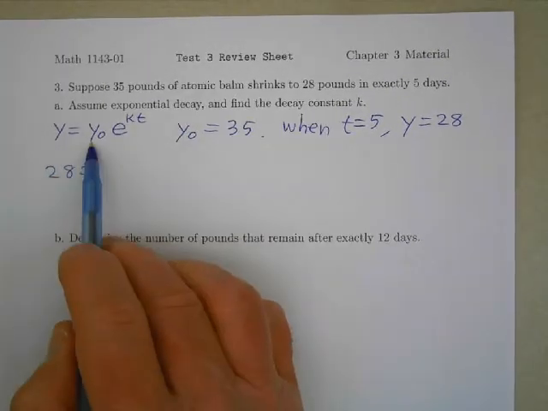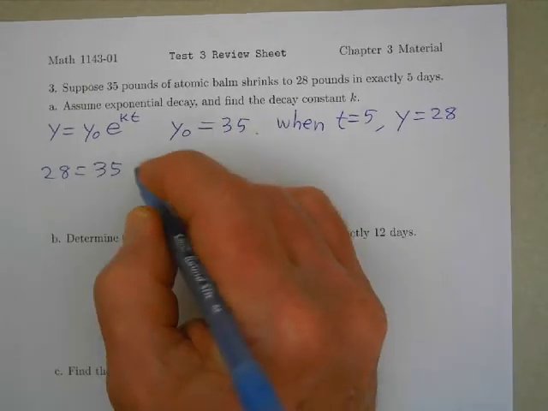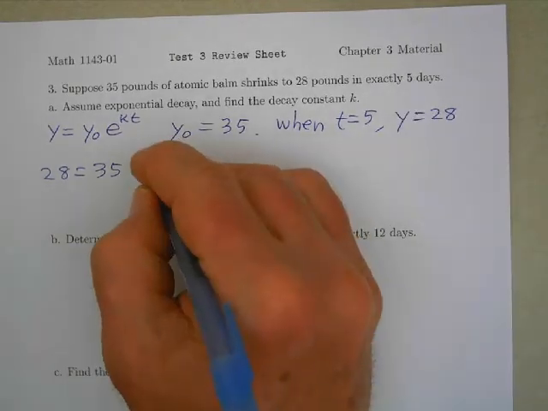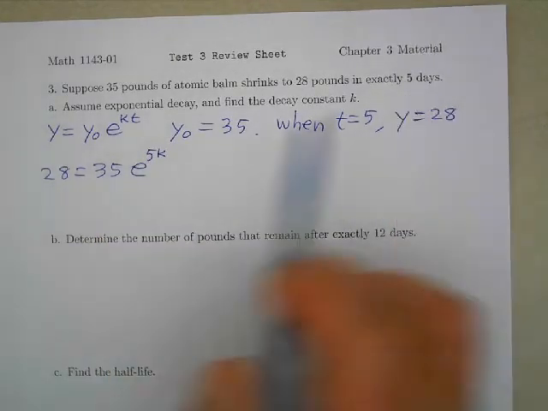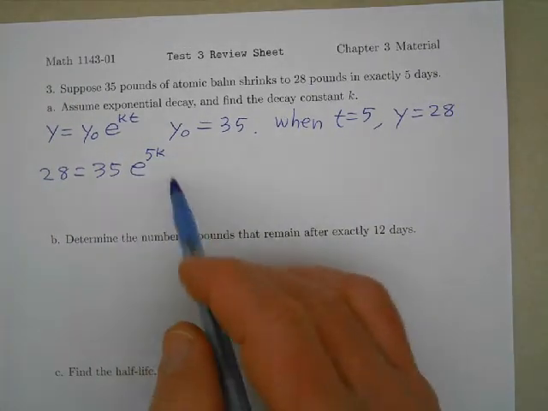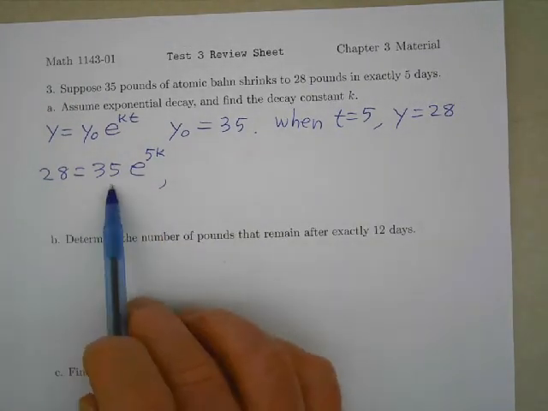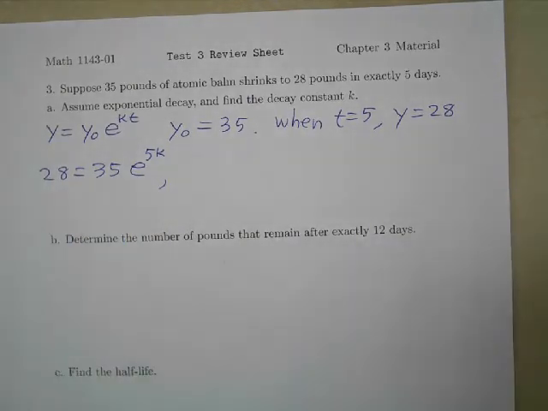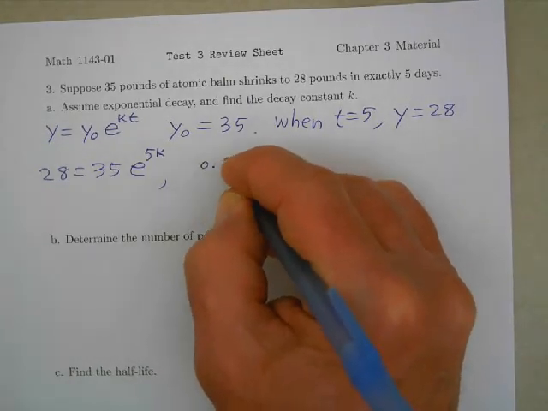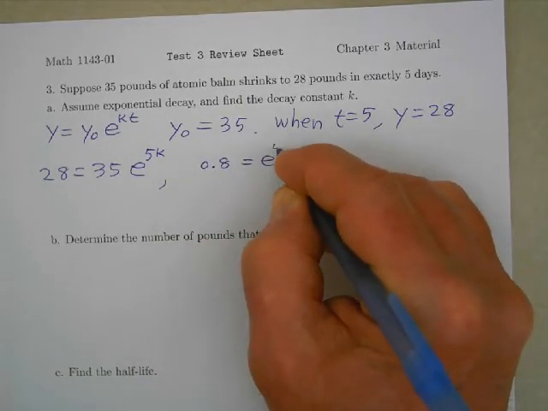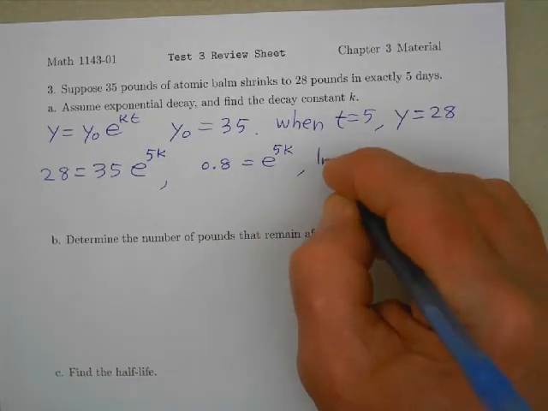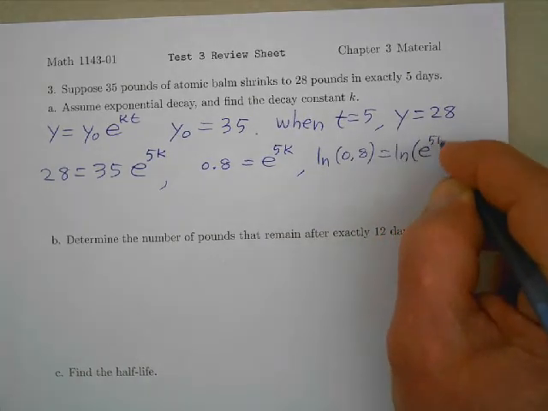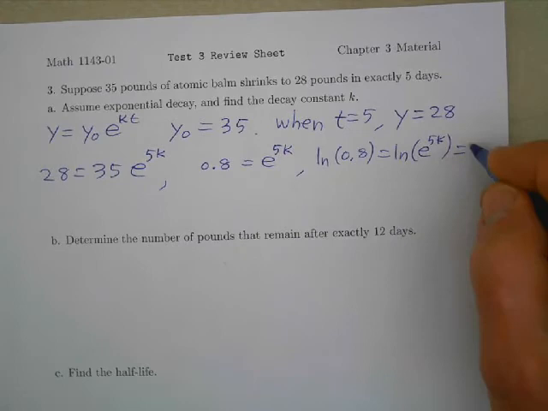The initial quantity is 35 pounds. Set that, and so 28 equals 35 times e to the 5k because t is 5. Then we proceed to solve this equation for k. Divide both sides by 35. 28 divided by 35 simplifies to 4/5, which is 0.8. So 0.8 is equal to e to the 5k. Then take the natural log of both sides. The natural log of 0.8 equals the natural log of e to the 5k, but the natural log of e to the 5k is 5k.